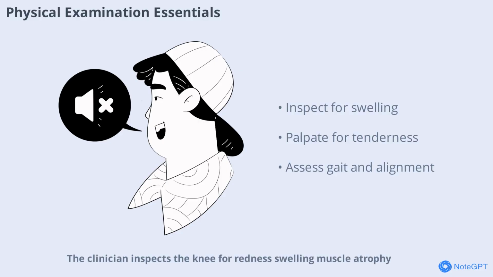Thorough musculoskeletal and neurological examination is key to diagnosing knee osteoarthritis. The clinician inspects the knee for redness, swelling, muscle atrophy, and changes in skin texture. Palpation helps detect bony enlargements, crepitus, and tenderness along the joint line. Assessing gait alignment and range of motion provides further clues. Special tests like the Lachman and Dror tests evaluate ligament stability. Comparing the affected knee with the opposite side can reveal subtle differences.